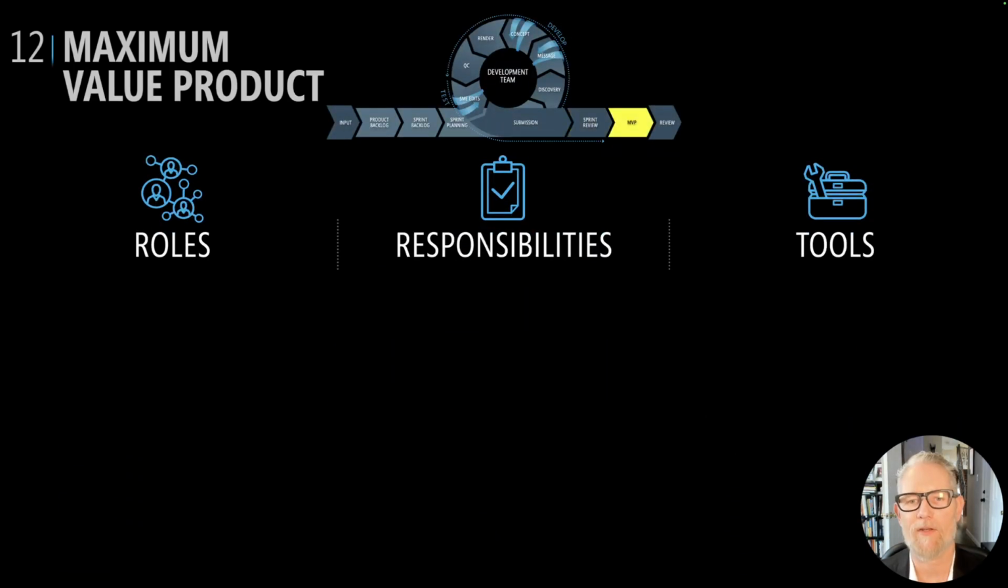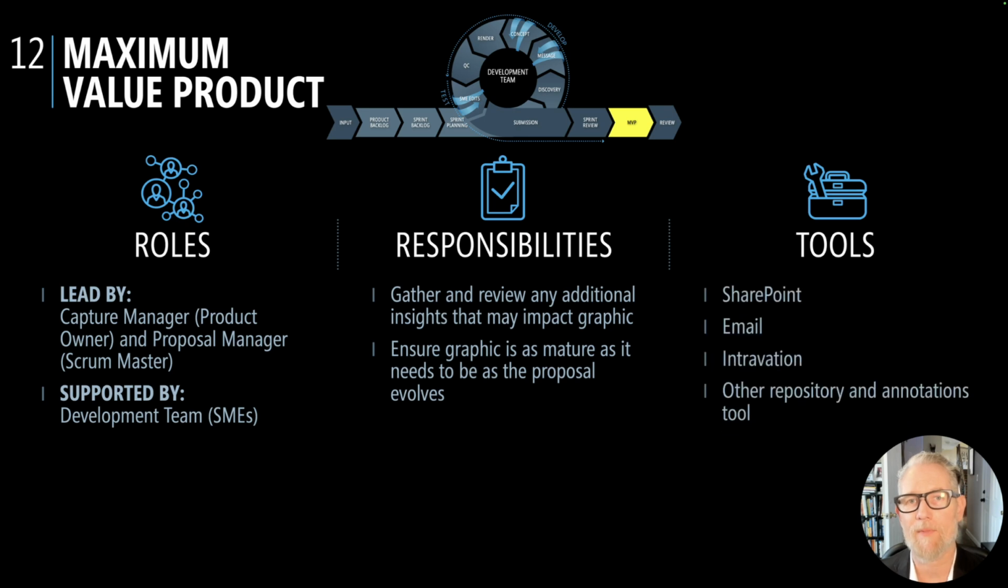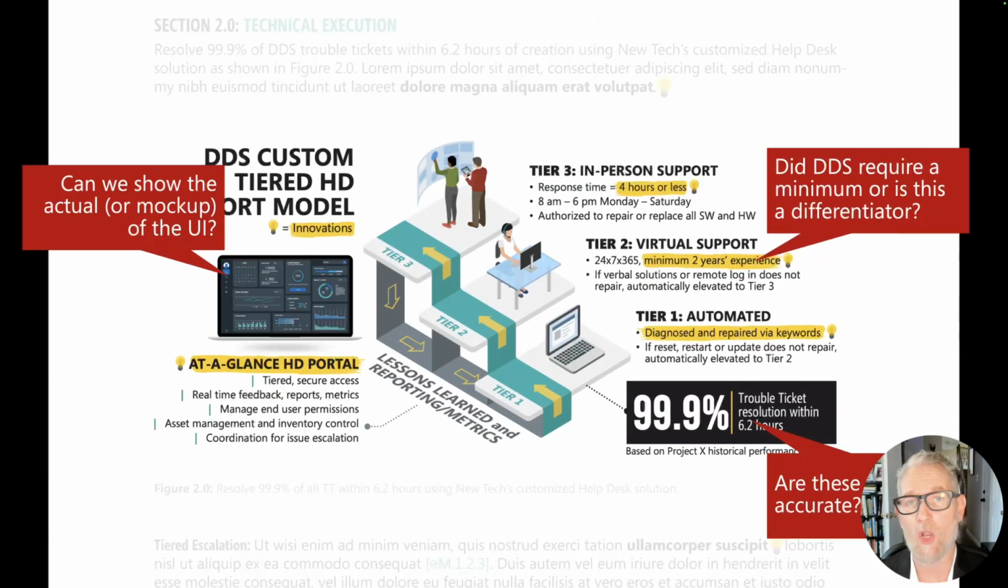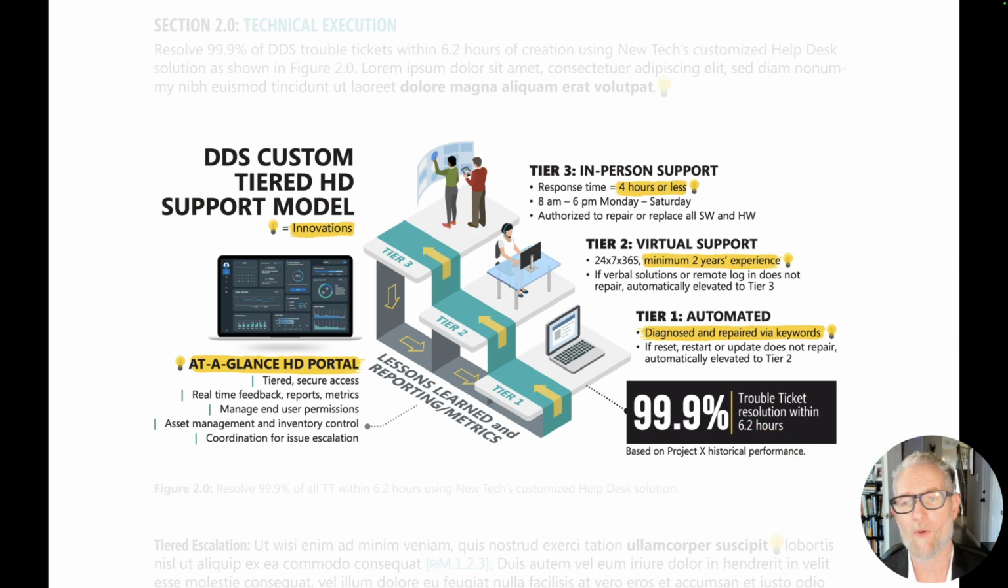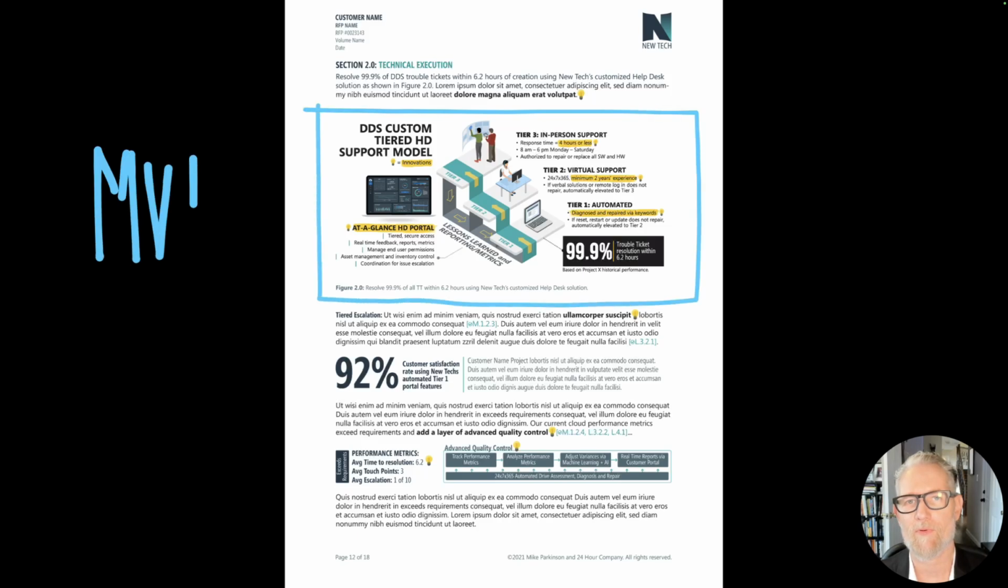The next thing I'm going to do is move to the maximum value product. I'm going to take a look at that input and resolve those questions or requests. I'm going to say, you know what? That is the user interface. Those are discriminators or differentiators, and that number is accurate. So I am going to put those to bed, and this now, my friends, is the maximum value product.